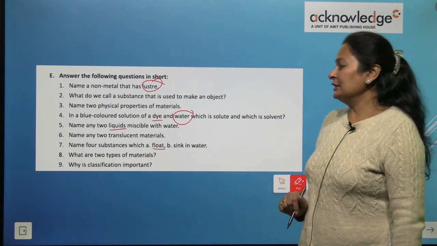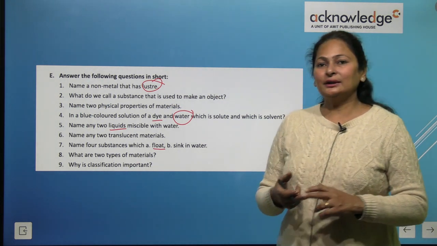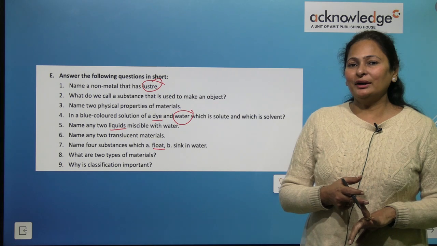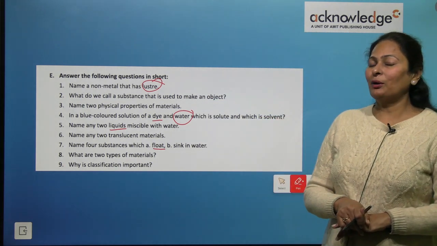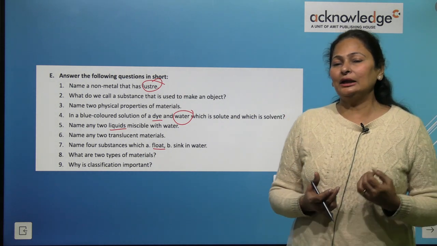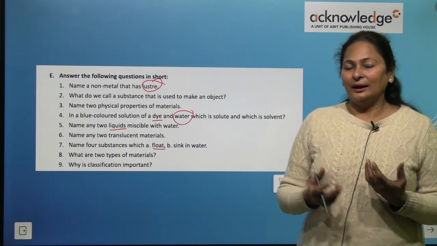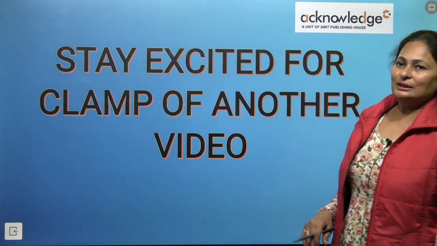The next question is, what are the two types of materials? We have studied the living and the non-living. Now, why is classification important? Classification is important so that we can easily locate the things around us, or we can sort them easily. So that's all for this chapter.